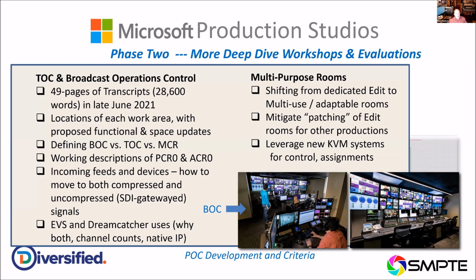So there are new things that were constantly being added to us, including the working descriptions of the various PCRs, including PCR 0 and ACR 0s, and how we manage the incoming feeds to move both compressed and uncompressed or SDI gateway signals through the system. And then, try as we might, we couldn't convince them to stay with just one form of replay and ingest system. No, they use both EVS and Dreamcatchers because there's enough difference in functionality between the two for what Microsoft does and produces, not just for large events like Ignite and things of that nature, but Microsoft Build.